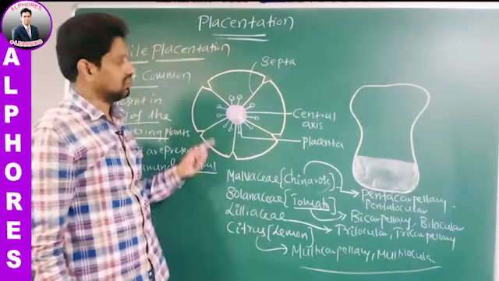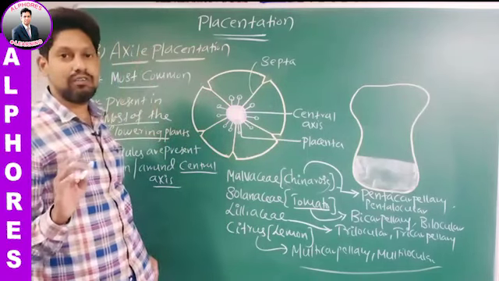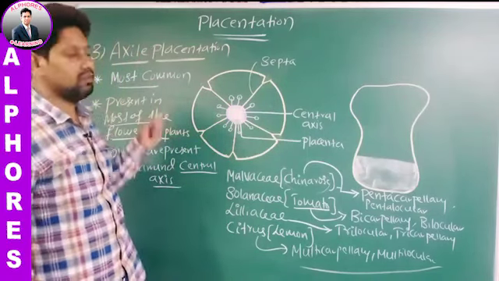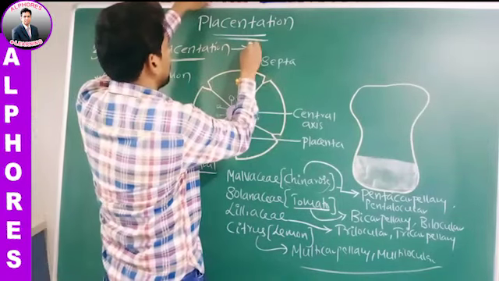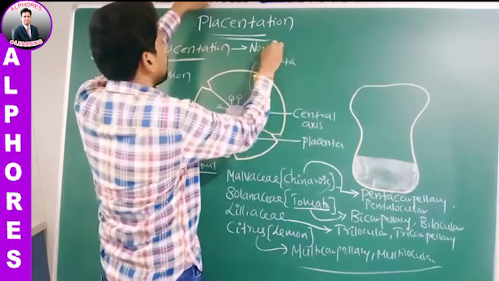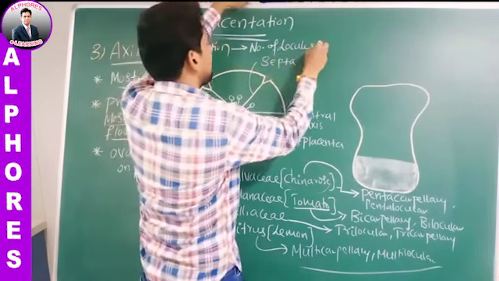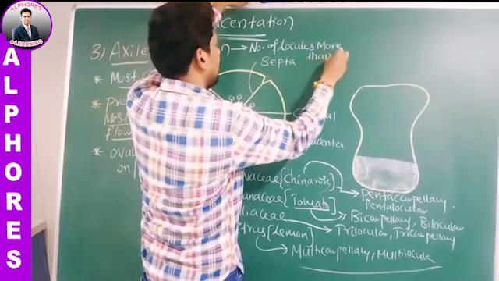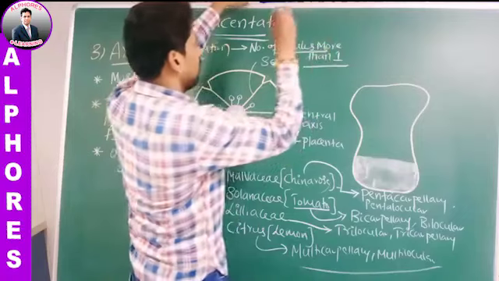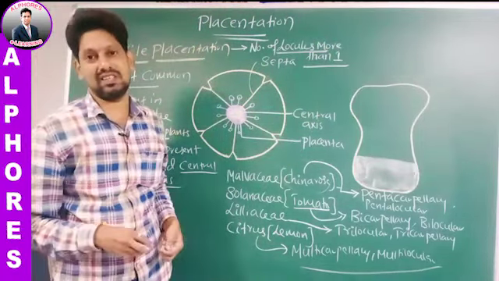It clearly indicates that in axial placentation, the number of locules is more than 1. In which placentation? Axial placentation. Number of locules more than 1.